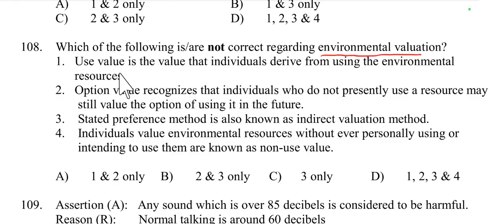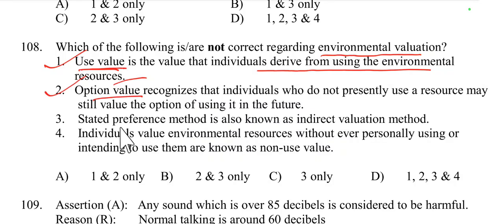First one is, use value is the value that individuals derive from using the environmental resources. Yes, it is called use value. This is correct. Then option value recognizes that individuals who do not presently use a resource may still value the option of using it in future. Yes, this is called option value.